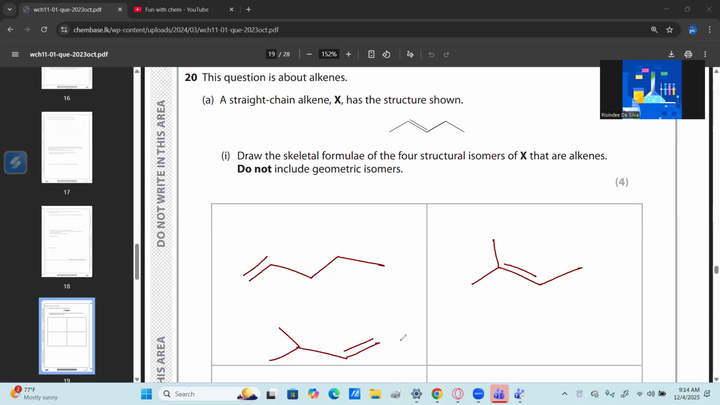One, 2, 3, 4, 5. Then another one I have to draw. One, 2, 3, 4, 5. Yeah, so these are the only 4 structures I can draw.